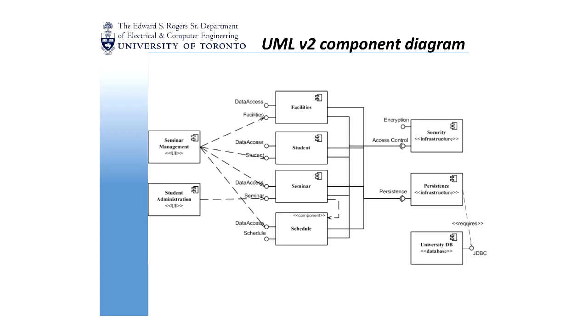In the more modern UML version 2, the notation became cleaner. Here, we still see the same logical separation: user interface components like seminar management interacting with infrastructure components. But the visual language is more standardized to show how modules are required or provided through specific ports.